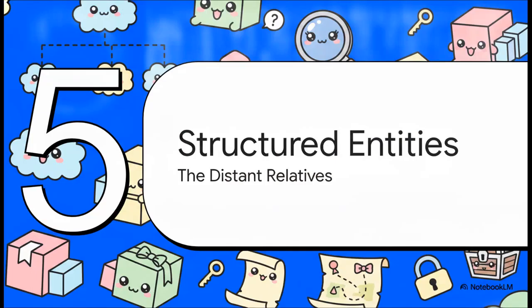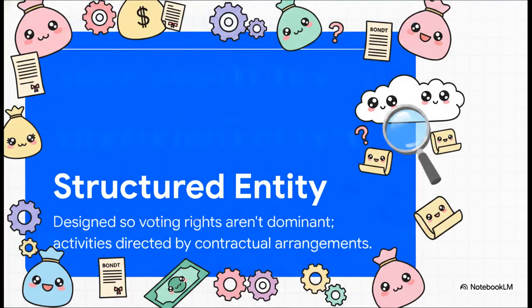Finally, we reach Section 5, Uncovering Structured Entities. These are the mysterious, distant relatives, and historically they have been the ultimate wild card risks. First off, what makes a structured entity so unique? Well, it's an entity designed so that voting rights are not the dominant factor in deciding who actually controls it. Instead, the relevant activities are directed purely by contractual arrangements. Think of things like securitization vehicles, asset-backed financings, or entities with a super narrow objective that just don't have enough equity to finance themselves without outside support. They are literally purpose-built machines.